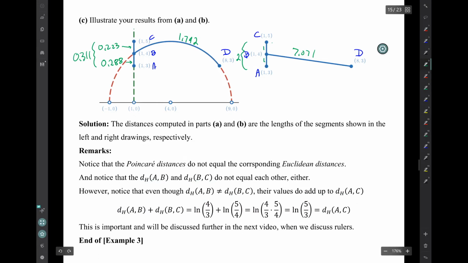Now this is important and it will be discussed not in the next video but in the next section when we discuss rulers some more. Okay, that's the end of that example. Let's go on.